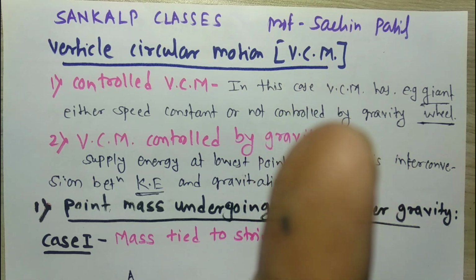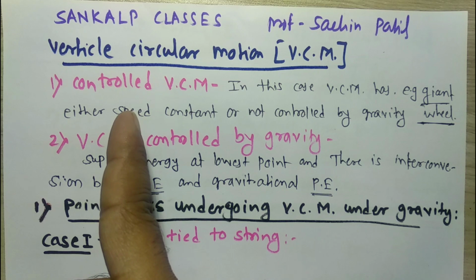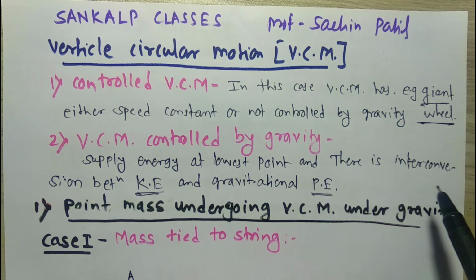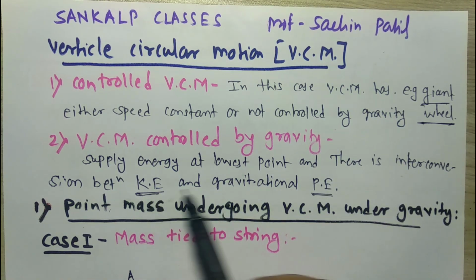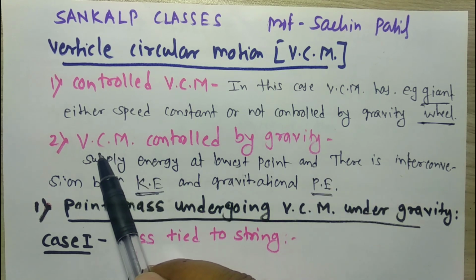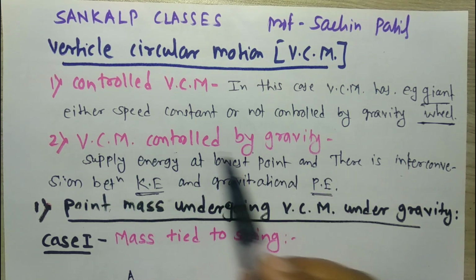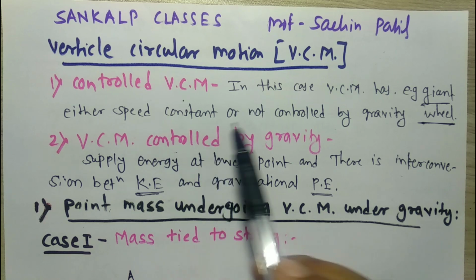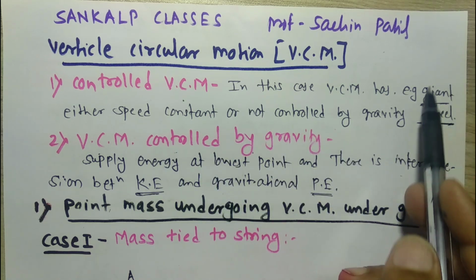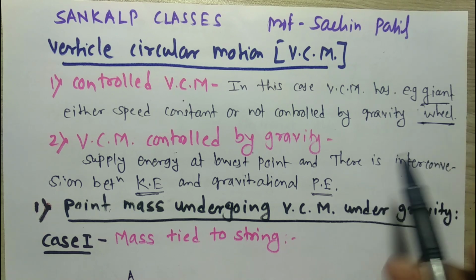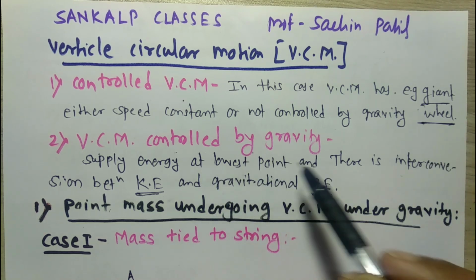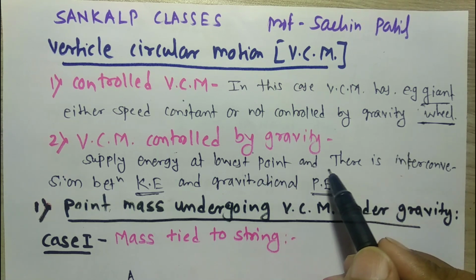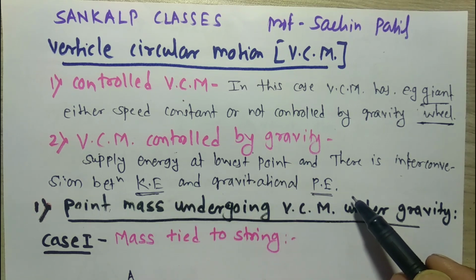When we are moving from the topmost point to downward direction, at that time your potential energy is converted into kinetic energy. That means it is nothing but interconversion between kinetic energy and gravitational potential energy inside the vertical circular motion which is controlled by gravity. And in controlled V.C.M we get the vertical circular motion with speed either constant or not controlled by gravity. For example, the giant wheel is here, and in vertical circular motion controlled by gravity, you just provide the energy at the lowest point, and that energy is interconverted into kinetic energy and gravitational potential energy.